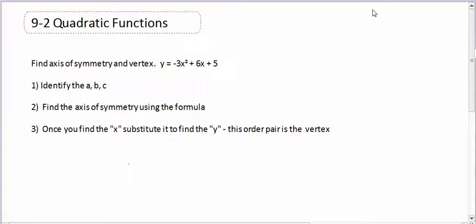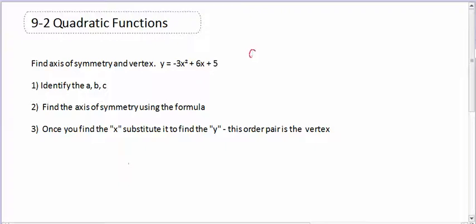Okay, so we're going to do 9-2 quadratic functions. First of all, we're going to go through and find the axis of symmetry and the vertex on the equation y is equal to negative 3x squared plus 6x plus 5. The first thing that we need to do is identify our a, b, and c.